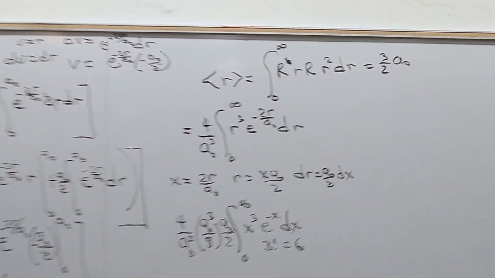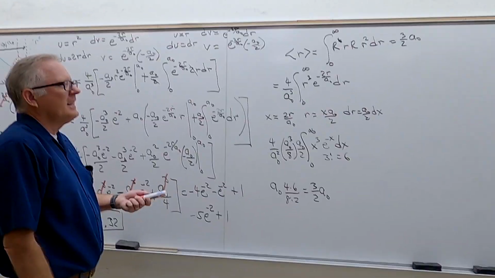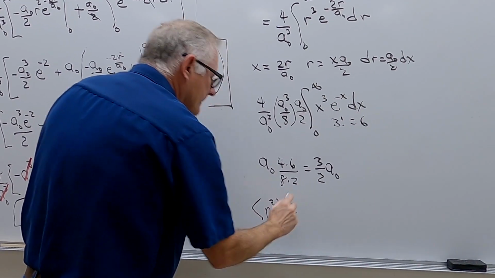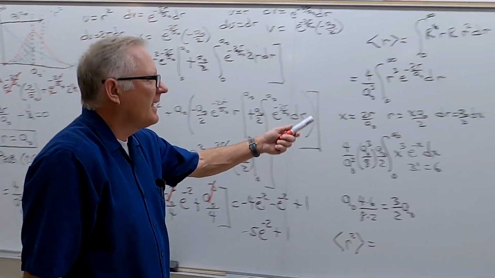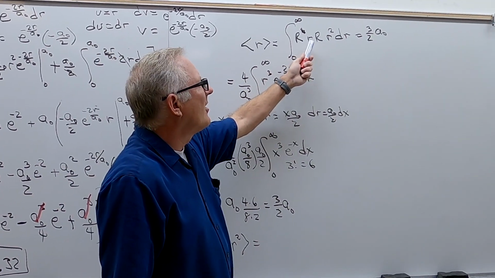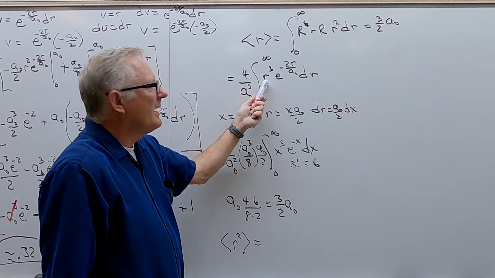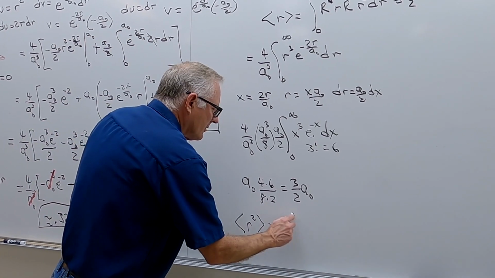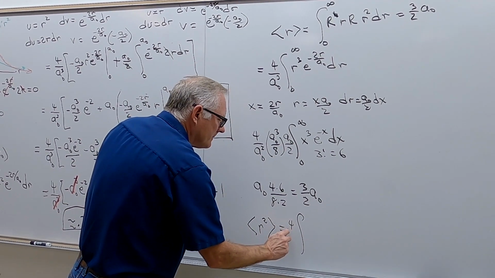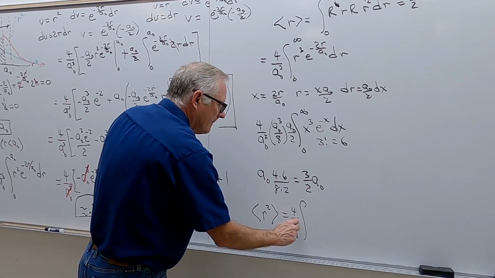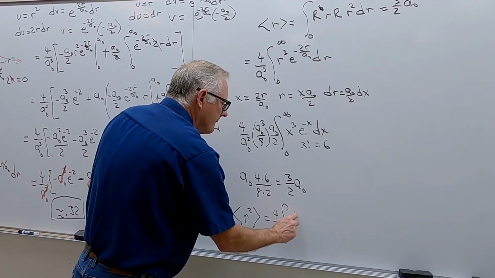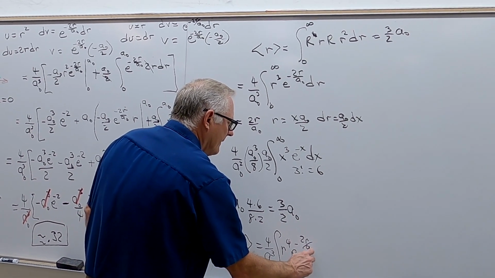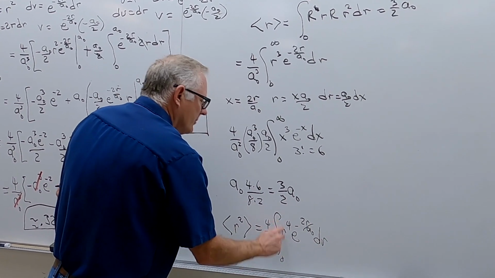Well, what about if I want to get the uncertainty in r, I'm going to need to get r squared. So let's just figure out what r squared is. Well, it's going to look a lot like this, except it has an r squared there. So that's just going to make this r to the 4th. Okay, so this is just going to be 4 over a naught cubed r to the 4th, e to the minus 2r over a naught dr, 0 to infinity.